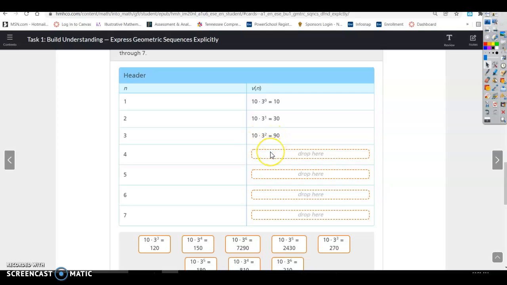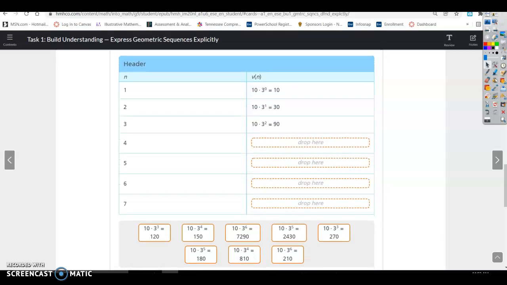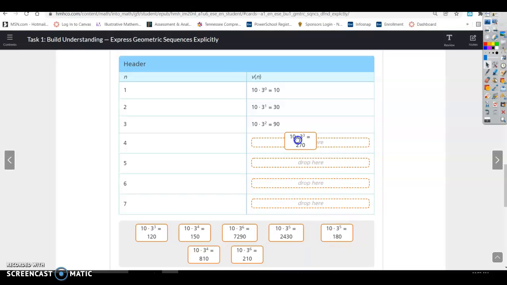So the next one we need to have is 3 cubed, which is 27. 27 times 10 is 270. So we need one that says 10 times 3 to the third power equals 270.